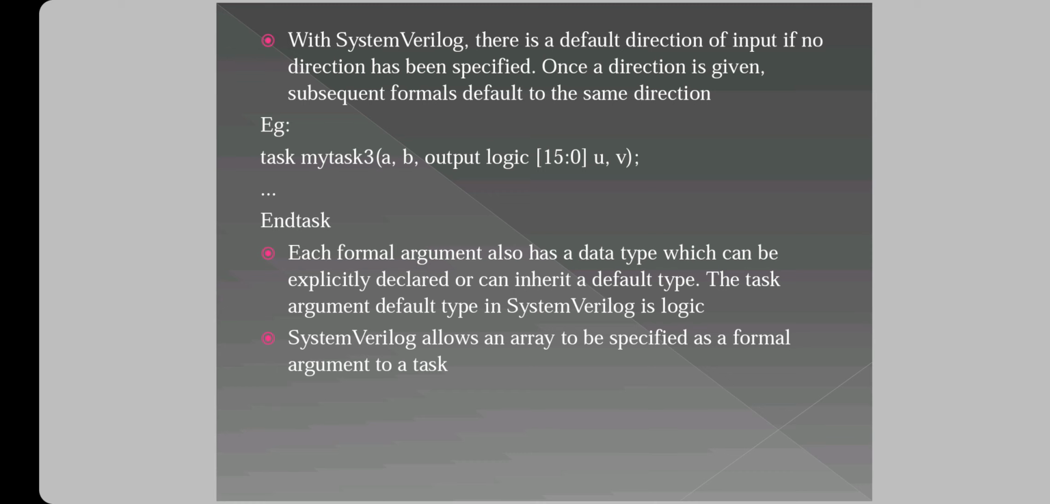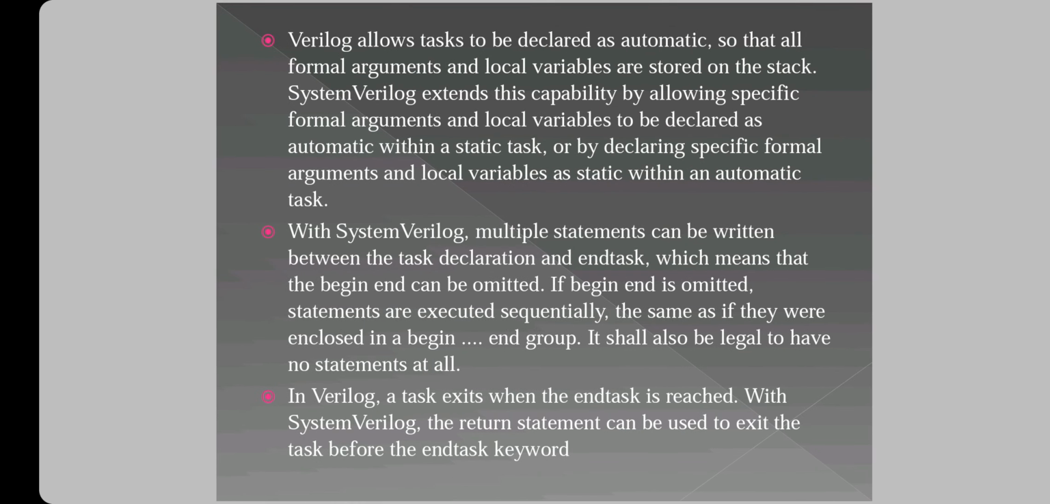SystemVerilog allows an array to be specified as a formal argument to a task. Verilog allows tasks to be declared as automatic, so that all formal arguments and local variables are stored on the stack. SystemVerilog extends this capability by allowing specific formal arguments and local variables to be declared as automatic within a static task, or by declaring specific formal arguments and local variables as static within an automatic task.